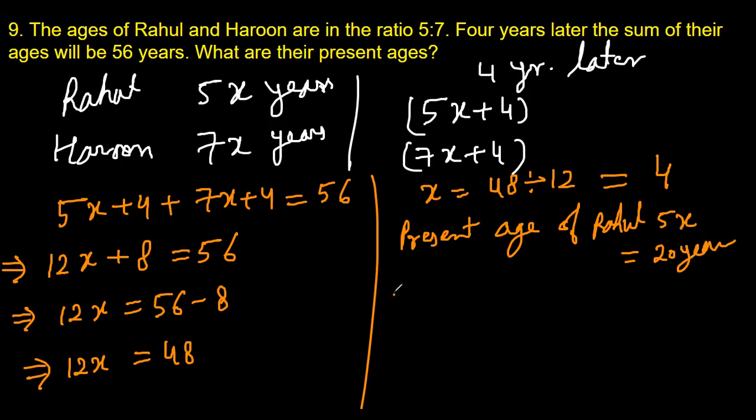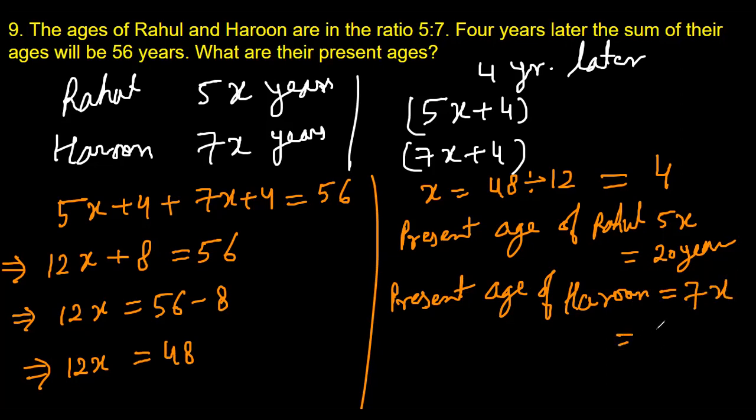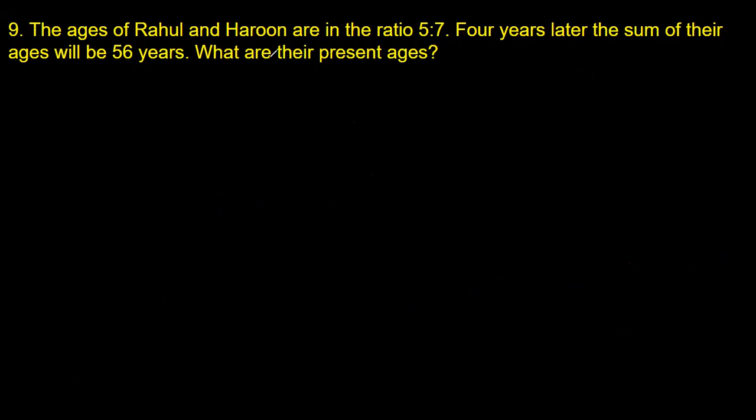And also the present age of Haroon. That is 7x. Yes, it is 7x. And 7x means 7 times 4. And 7 times 4 is 28 years. All right. So we are done. We got their ages as 20 and 28.